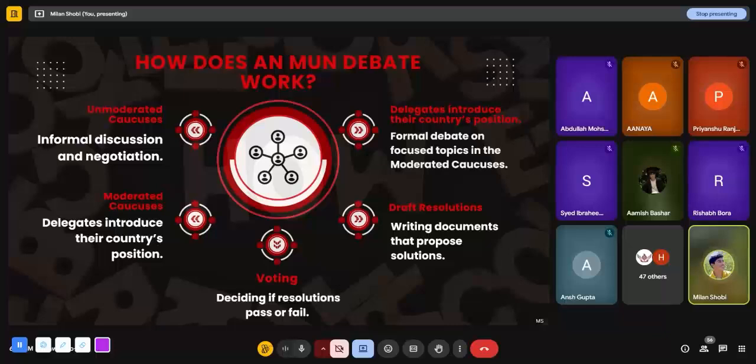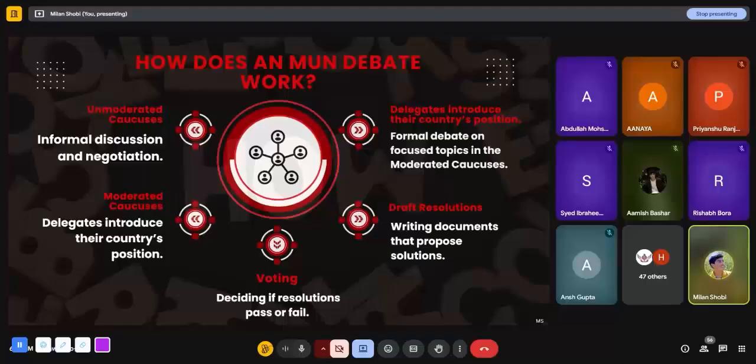The first is an unmoderated caucus. Now, don't be intimidated by the word caucuses. Caucuses are basically a classification. It's mainly a term like class. A class doesn't necessarily mean that you're learning in 12th grade or some stuff like that. The context is very different.